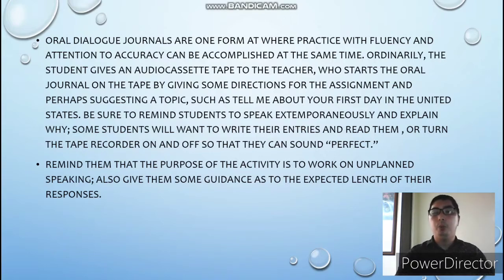Some students will want to write their entries and read them, or turn the tape recorder on and off so that they can sound perfect. Remind them that the purpose of the activity is to work on unplanned speaking. So they don't have to be perfect. You want to be able to identify their errors, their lapses in terms of speaking. Also give them some guidance as to the expected length of their responses. So how long would that recording be? Are you giving them 2 minutes to express their ideas, or what?